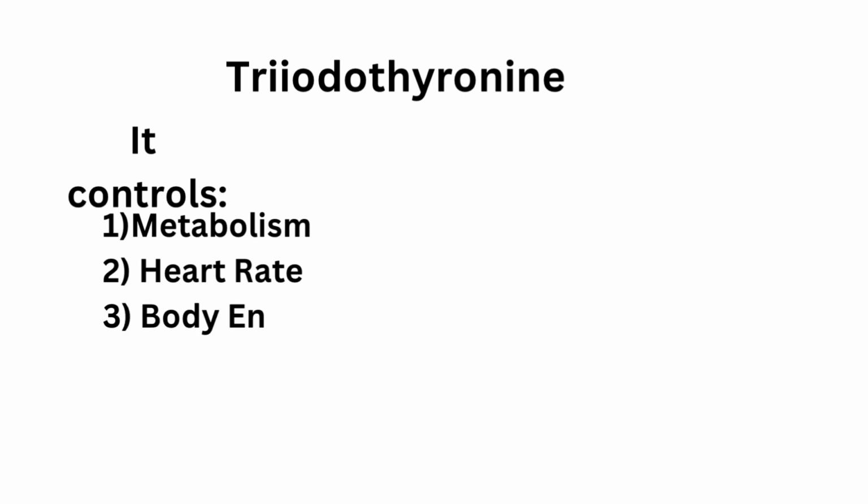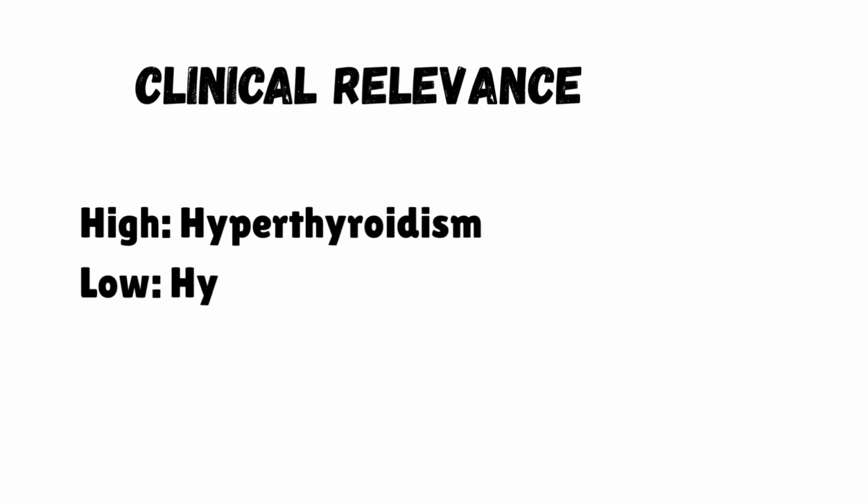Next is the triiodothyronine, which is the T3. It controls metabolism, heart rate, and body energy. When there is a high level of T3 in the blood, it is known as hyperthyroidism. And when there is a low level of T3 in the blood, it is known as hypothyroidism, which means that the thyroid gland is underactive. While hyperthyroidism means that the thyroid gland is overactive.